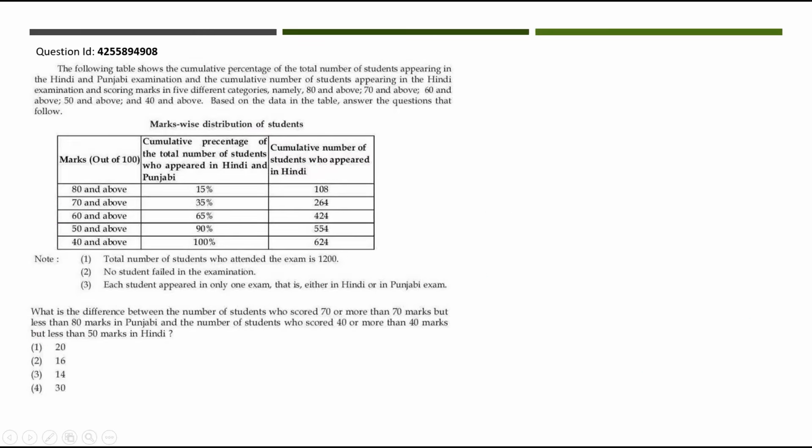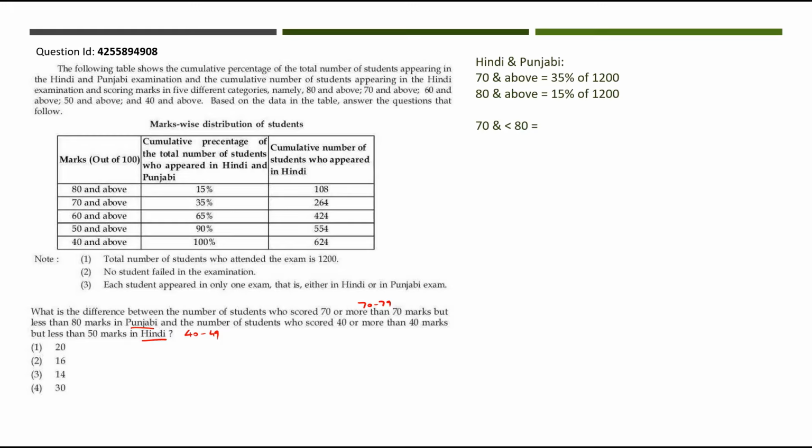Next question. What is the difference between the number of students who scored 70 or more than 70 but less than 80, the range is 70 to 79 marks in Punjabi, and the number of students who scored 40 or more than 40 but less than 50 in Hindi. This is the 40 to 49 range. Here they are asking about the Punjabi and Hindi difference. So again we have to work with the second column. Let's take the Hindi and Punjabi data.